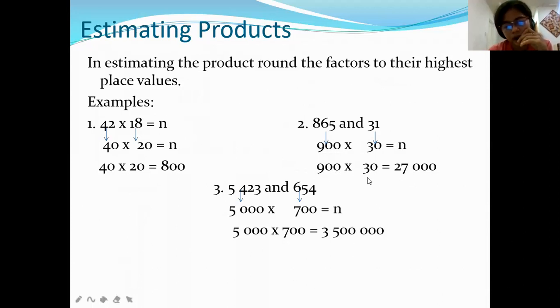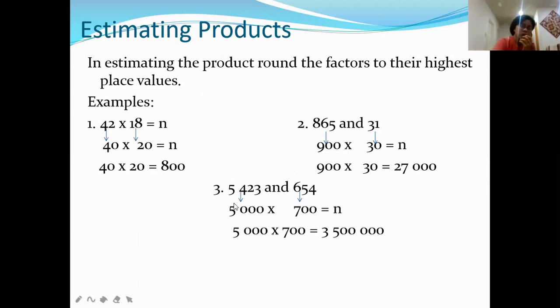Okay, where did we solve this easily? Diba we have 9 times 3? Okay, 9 times 3 is 27, right? So let's just write here 27. Then let's count how many zeros. We have 1. We have 1, 2, 3. So we have to copy here 3 zeros. 1, 2, 3. So you have 27,000.